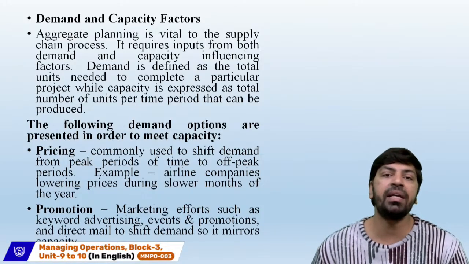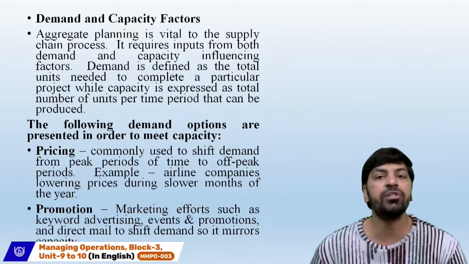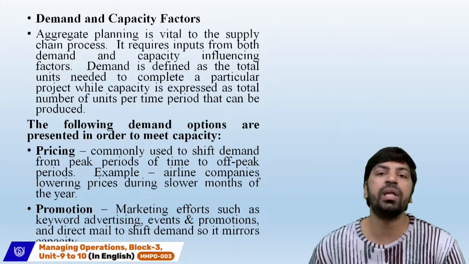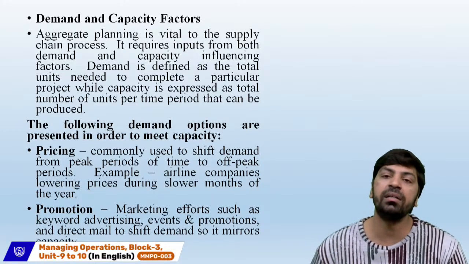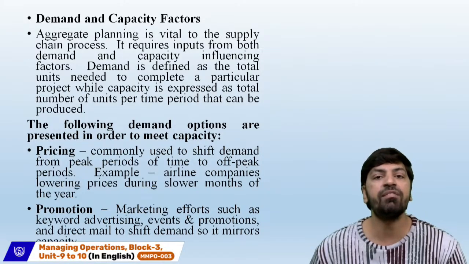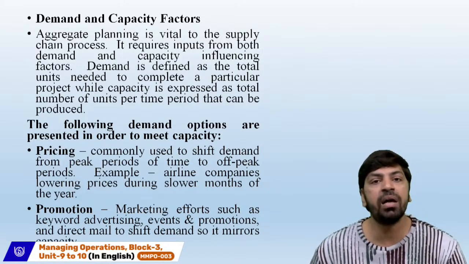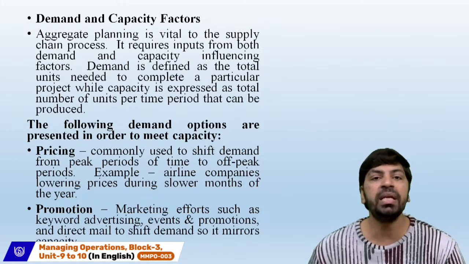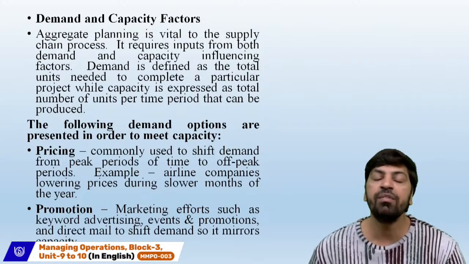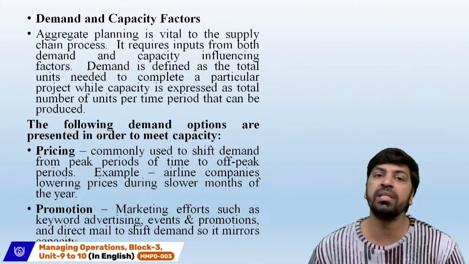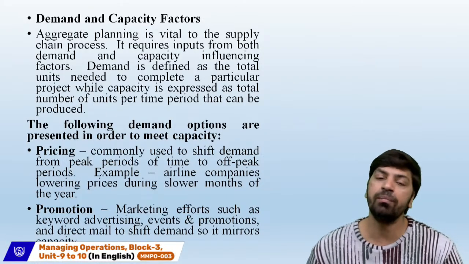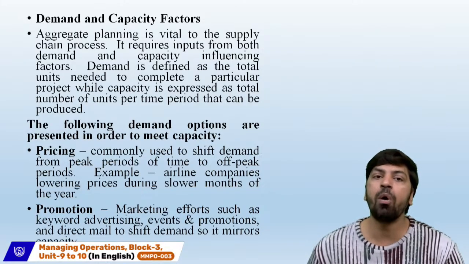Aggregate planning is very significant to the supply chain process, and it includes inputs from both demand and capacity, which are influencing factors. Demand is defined as the total units needed to complete a production process, whereas capacity is expressed as the total number of units per time period that could be produced. There are various demand options presented in order to meet capacity.